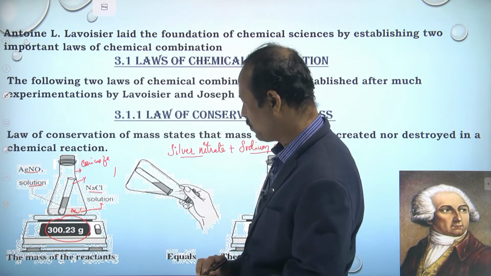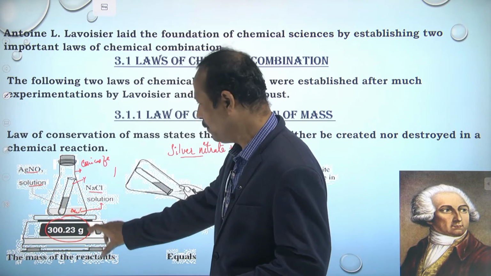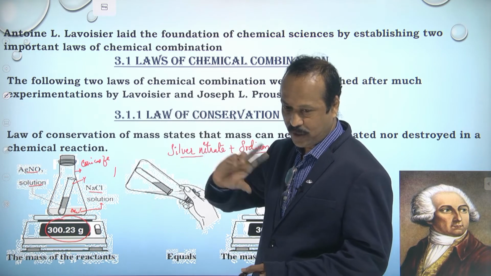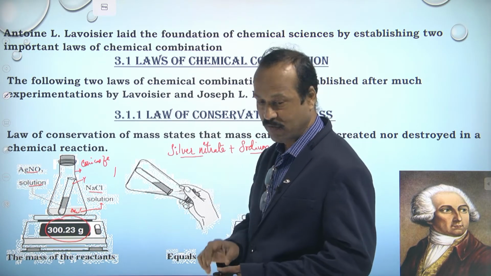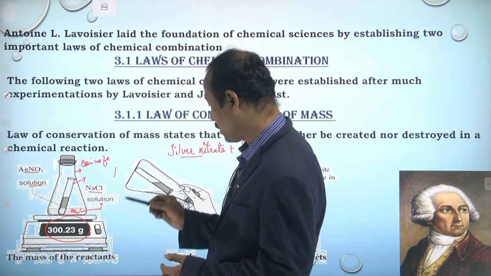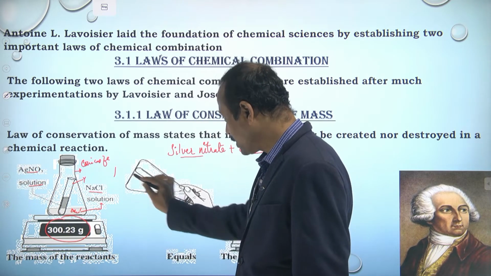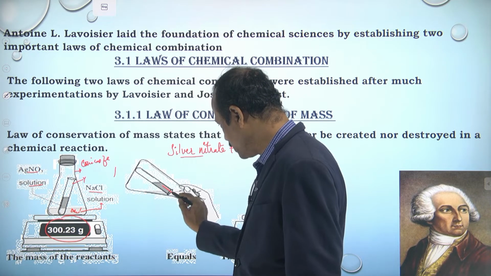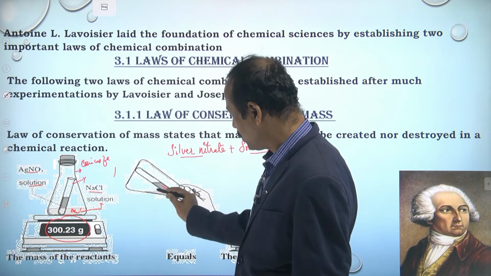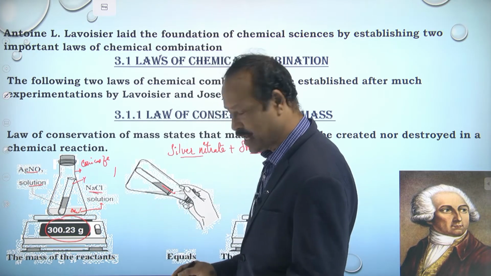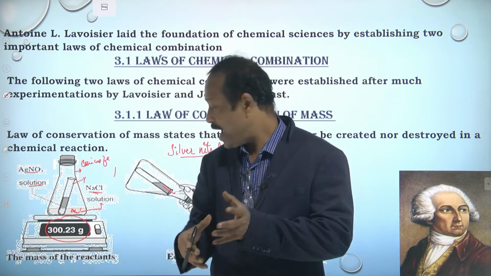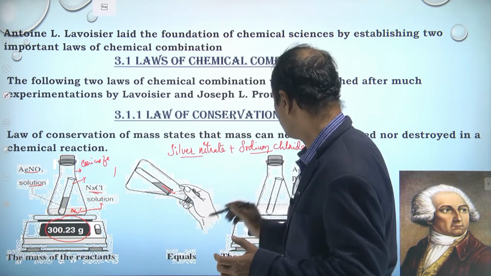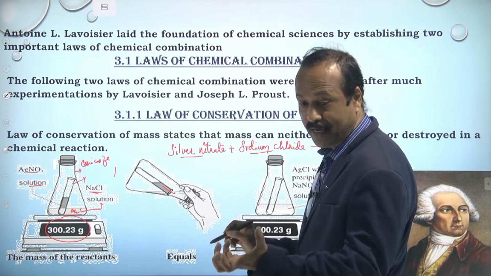Now after taking this measurement, I shake the conical flask. When I shake it, the silver nitrate solution in the test tube spills into the conical flask, where the sodium chloride solution is. Now the sodium chloride and silver nitrate solutions mix together. When both mix, a white precipitate is formed.